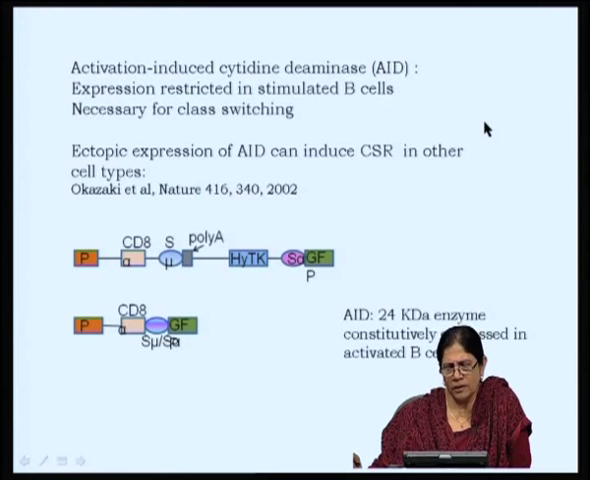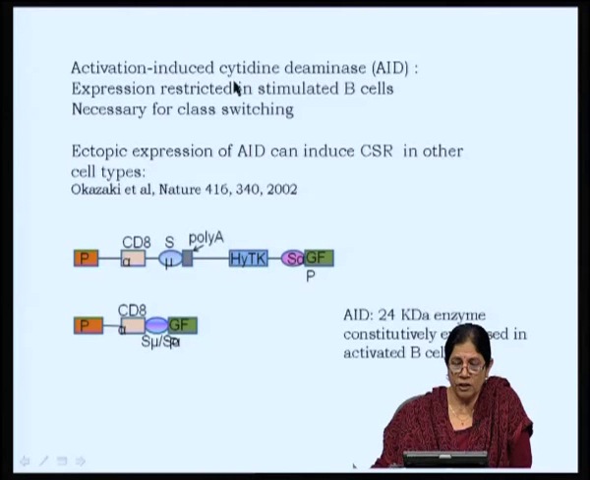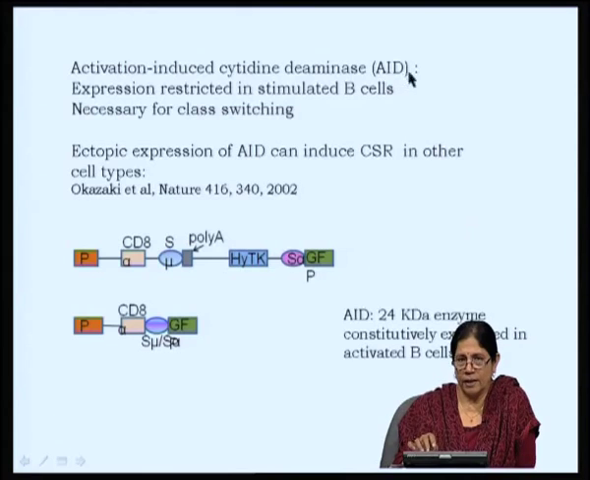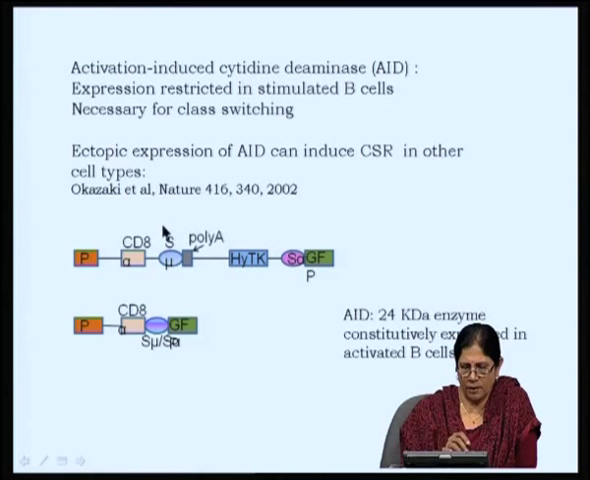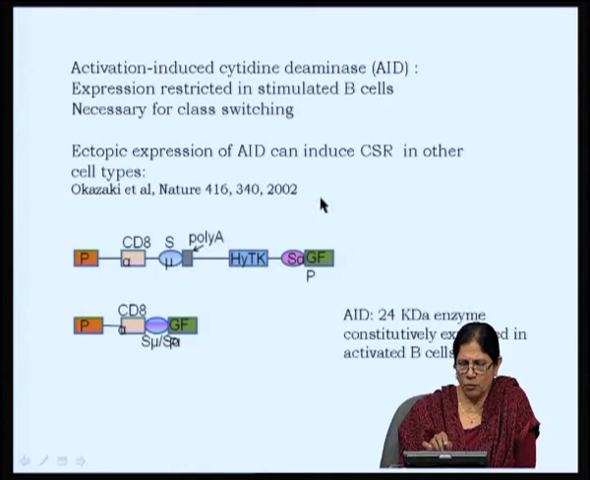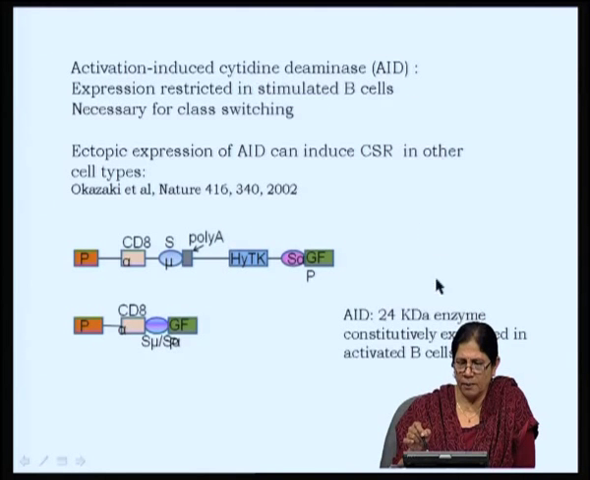The last but not the least, the most important protein in fact, which has been shown to induce class switching, is AID. In fact, this is the only enzyme that has been shown in vitro to induce class switching, and this is what I am going to explain to you. Now, this was a paper published in 2002, which showed the importance of activation induced cytidine deaminase. One can imagine that this enzyme was shown to bring about class switch in fibroblast cells.